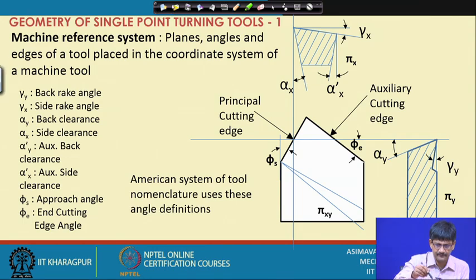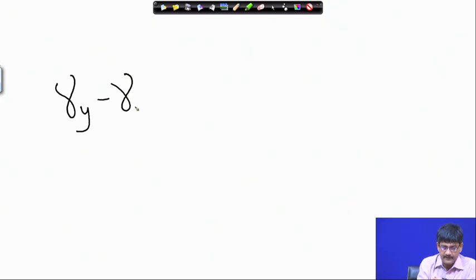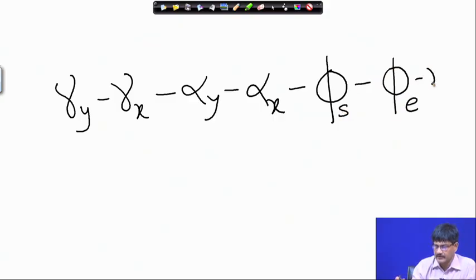So, generally let us see how we can completely define the tool in the ASA system. In many literature, it is given that the tool can be completely defined by this particular nomenclature: gamma y, gamma x, alpha y, alpha x, phi e, I think it is phi s, phi e, r. We will check this up. R is the nose radius.